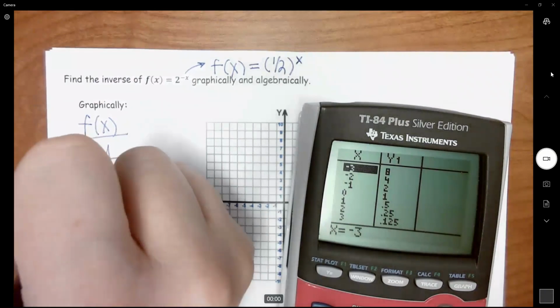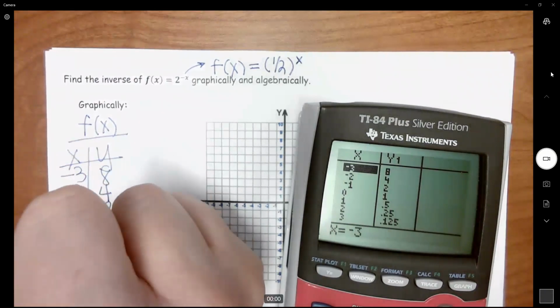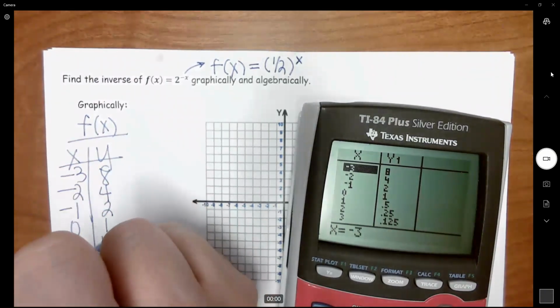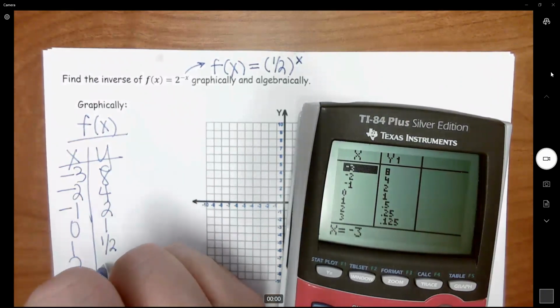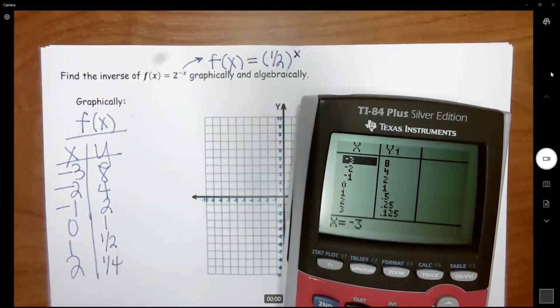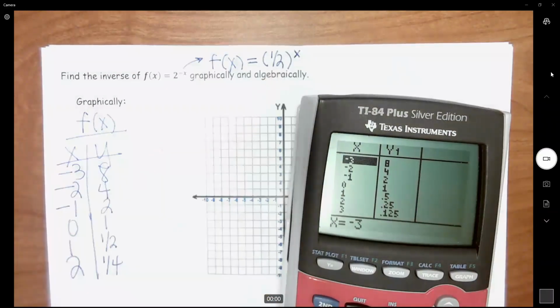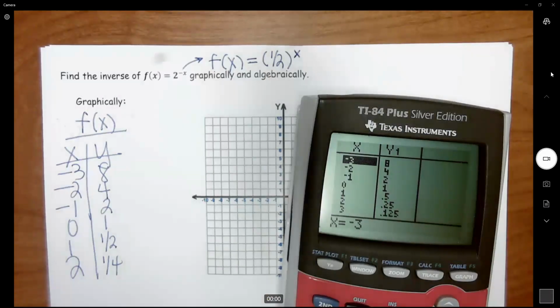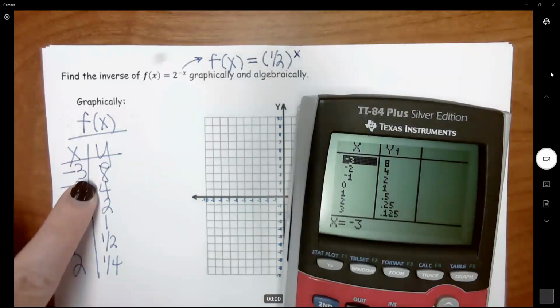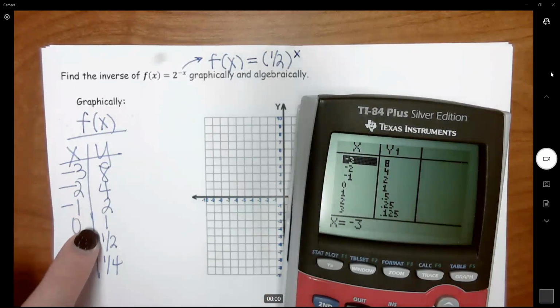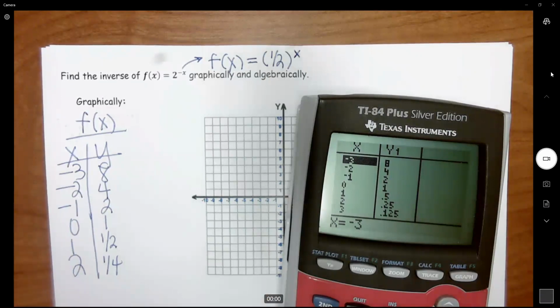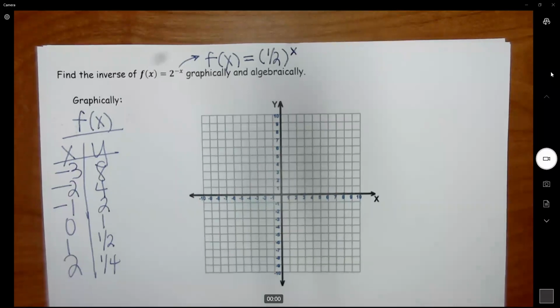And that is 8, 4, 2, 1. That's a half and a fourth. What should make sense because my base is 1/2. You're cutting everything in half. So divide by 2, divide by 2, divide by 2, divide by 2, and divide by 2. So let's plot those points.